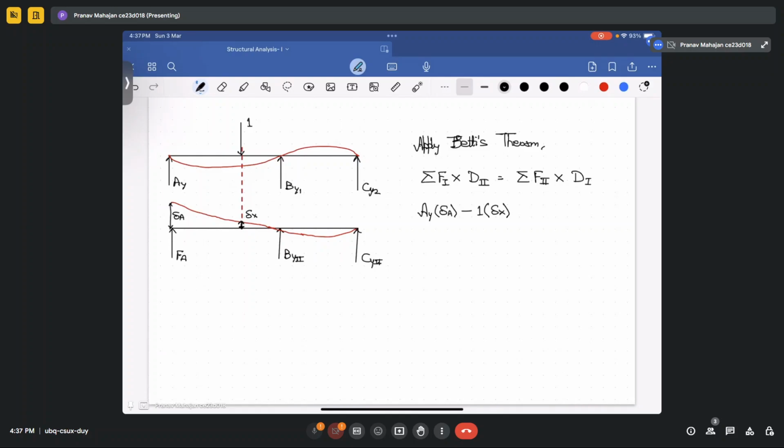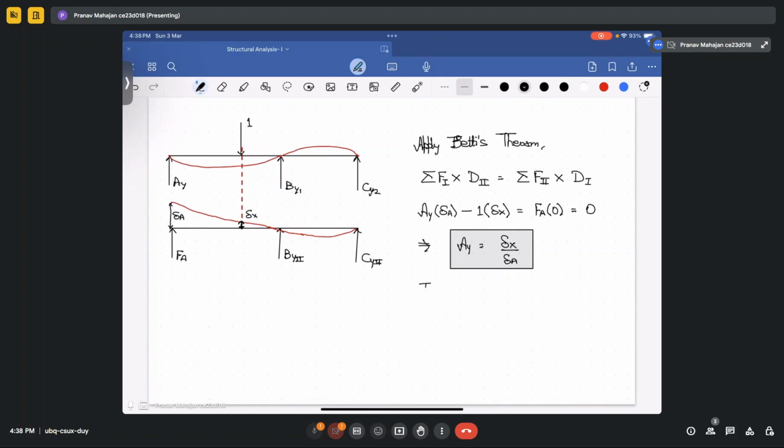We can add BY, CY also, but they will be multiplied by 0 in system 2, so there is no point in adding that. So what will be the force in system 2? The only force in system 2 is FA, corresponding to which the displacement is 0. So that means there is no force, the value is 0 on the right hand side. So what you will get is AY equal to delta H upon delta A. This is what Betty's law says.